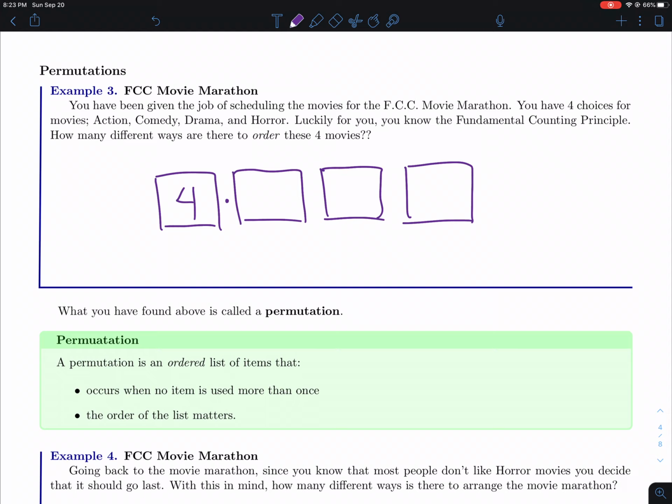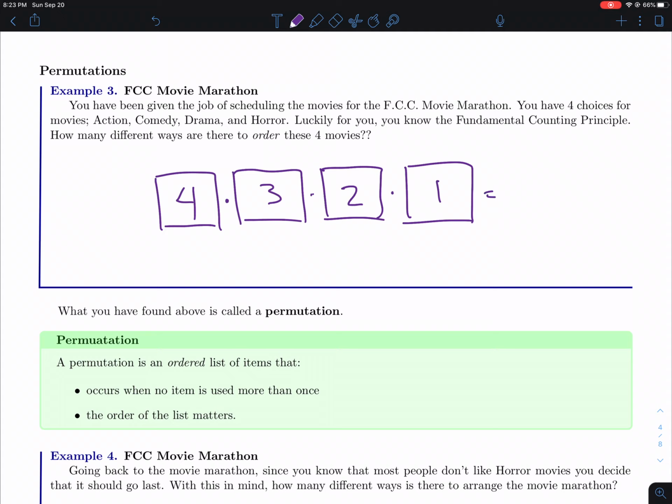That's the difference between a permutation and fundamental counting. In fundamental counting, you never really get rid of anything. There's always the same number of objects. In permutations, if you use something, you get rid of it and it reduces the number. So if I played action first, then there are only 3 possible choices for that 8 o'clock time slot. And if I played, say, the comedy next, now there are only 2 possible choices. And then finally, 1 possible choice.